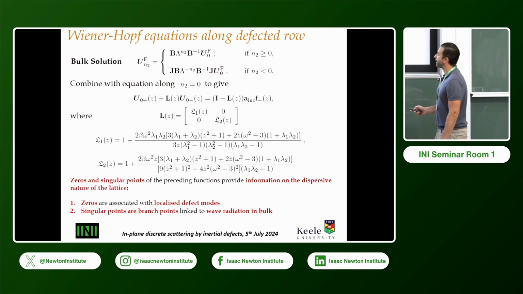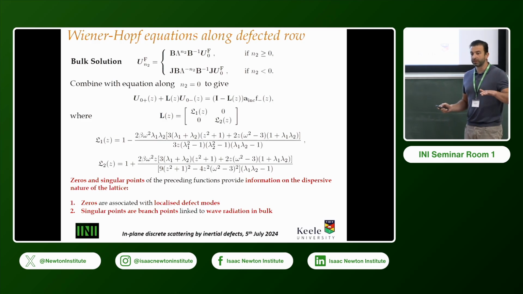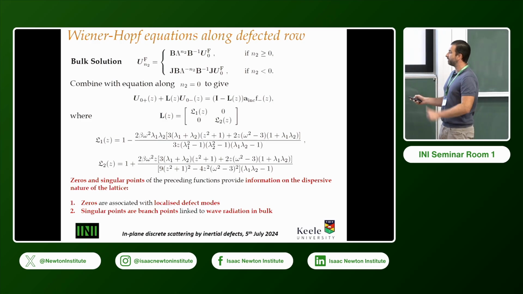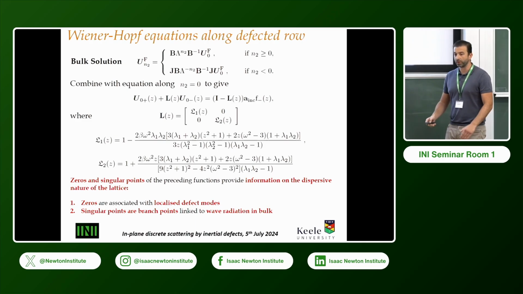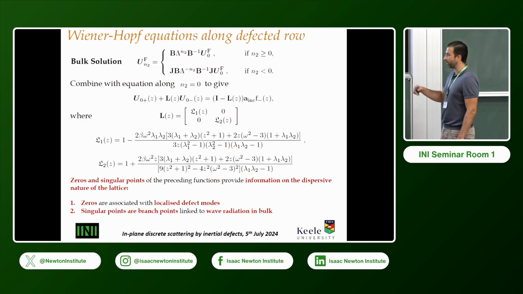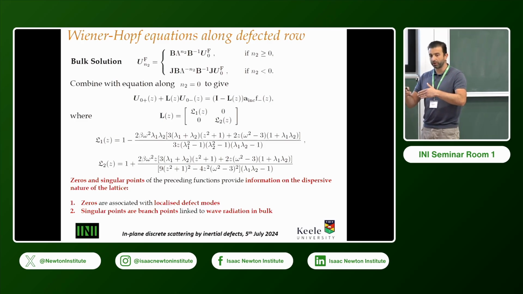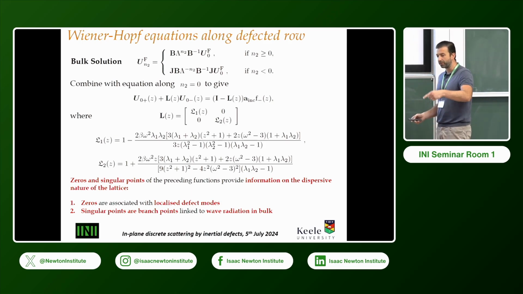Now, in terms of the physics, you've got this kernel function. Zeros tell you about localized defect modes that propagate along this inertial defect behind the tip. And we've got singular points inside these kernel functions, and they give you the sort of wave radiation into the bulk due to the interaction of the incident wave with the defect. And those modes decay like 1 over square root r, as you'd expect, away from the defect tip, with the oscillatory factor on top.